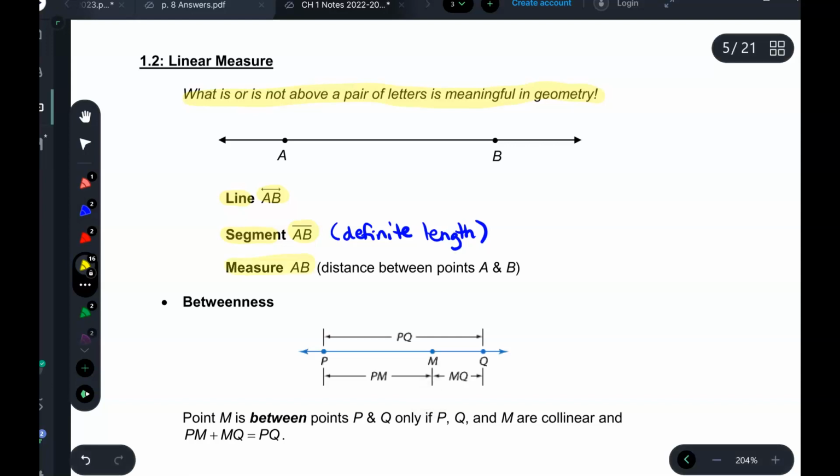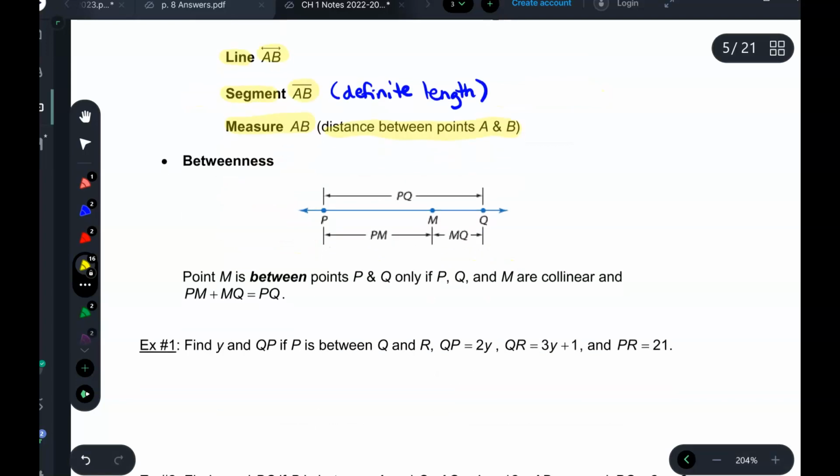The next one is the measure. What do I mean by that? Well, it's in parentheses there. It's the distance between the points. This is really important, because remember yesterday I talked about symbols and letters. If you're referring to the geometric segment and you forget to put anything above it, that means something different. That means the length of the segment. Okay, so far, we're okay?